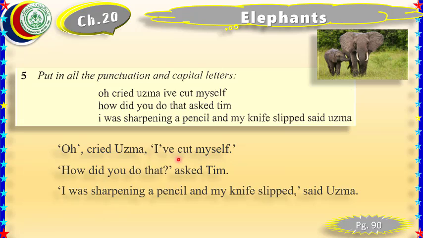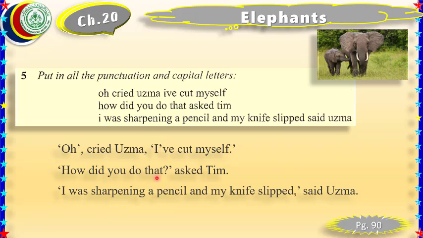This will also be in inverted commas. Before I, inverted commas begin. After self, inverted commas close. And after I, this is an apostrophe. This is used here to write I have in short form.